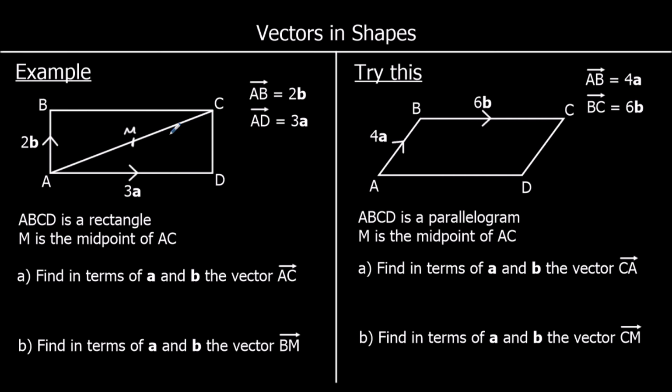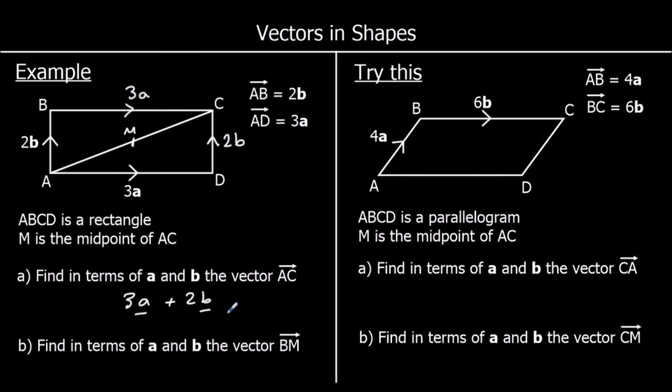So how can I get from A to C? Well, we have to use the fact that opposite sides of a rectangle are equal. So because A to B is called 2b, C to D must also be called 2b. And because A to D is 3a, B to C must also be 3a. So how can I get from A to C? I'm going to go along 3a and along 2b. So 3a plus 2b.